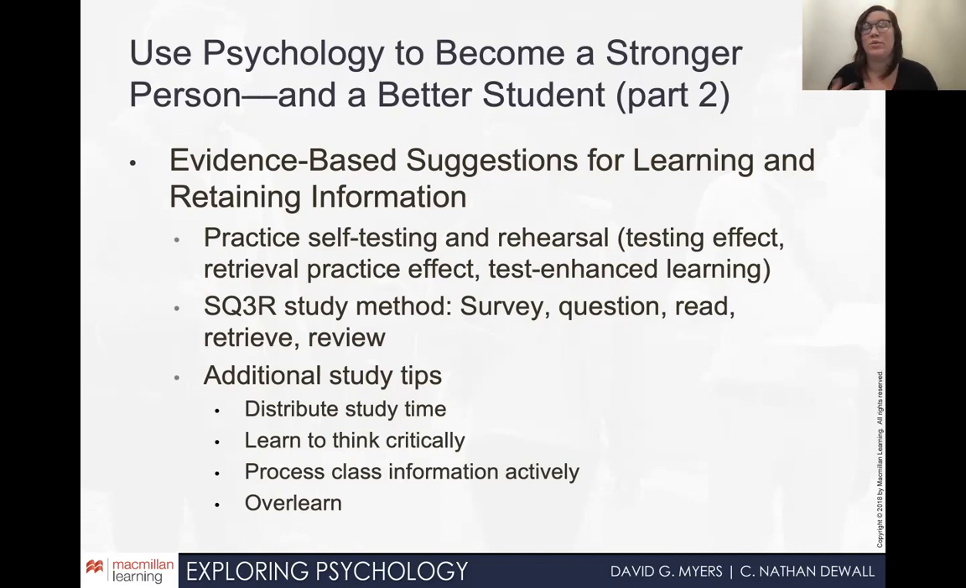Learning to think critically. Remember, I said that critical thinking is not innate. It's not something that we naturally can do. We have to learn how to do it.